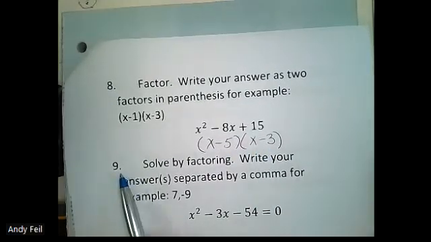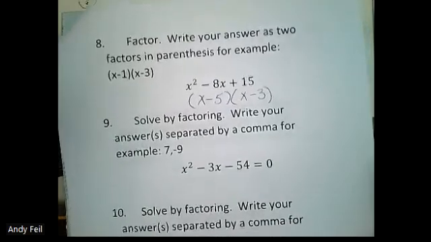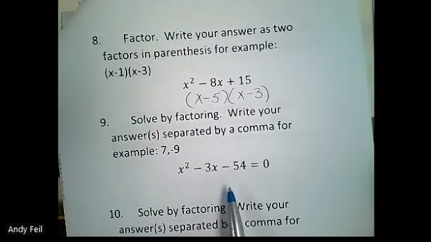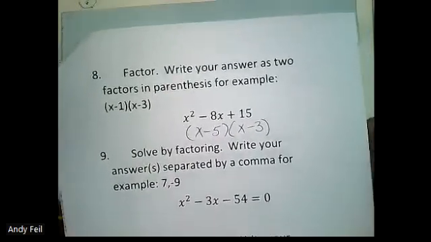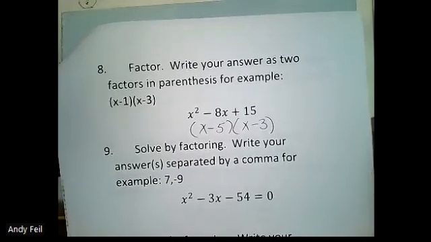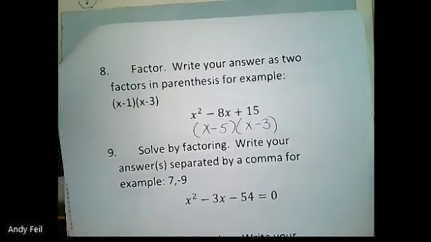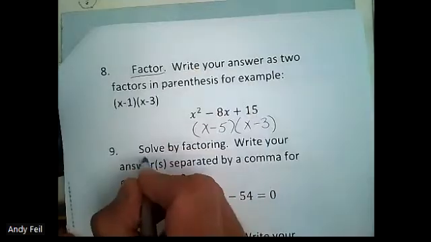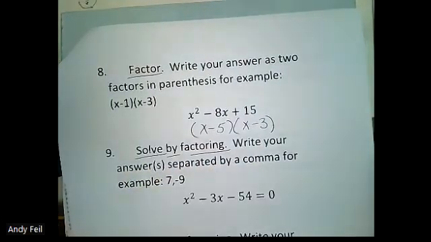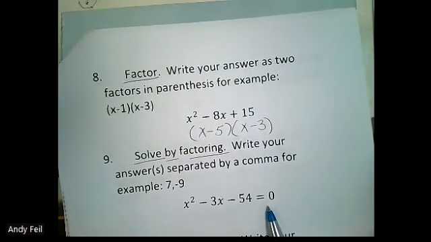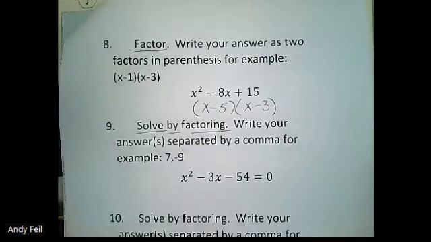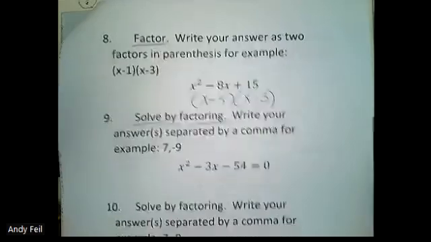Now, number 9, it says almost the same thing. The problem looks almost the same, but what's different? Equals 0. Does it say to factor? Well, last time it said factor. This time it says solve by factoring. A little bit different, all right? Slade notices that this says equals 0 here. So we're going to use the same method, but we're going to do it slightly differently. Just slightly differently. Here's how we're going to do it. We're going to start out the same way.